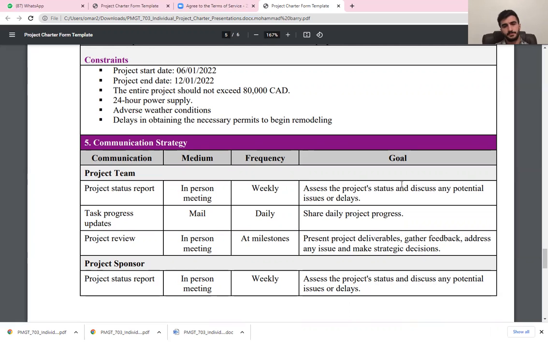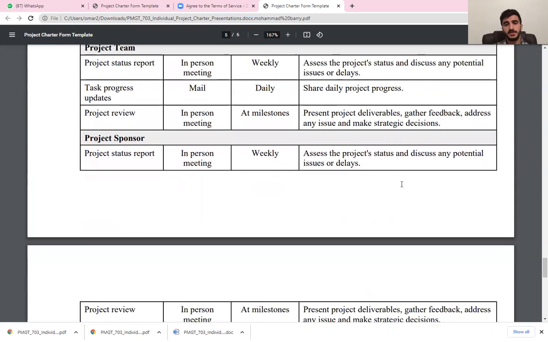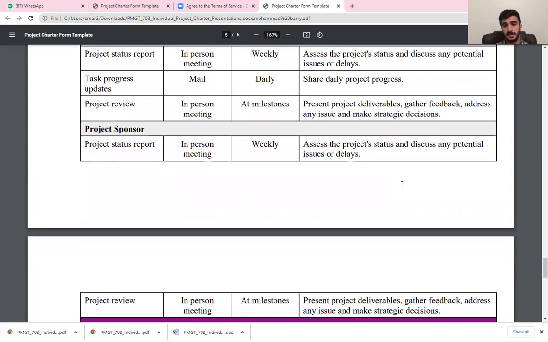Project sponsor. The project sponsor is supposed to have two meetings. The first one is supposed to be in person, weekly. That's giving him the status and discussing any potential issues or data that the project manager already got from the project team according to the weekly status report. So this is the first meeting.